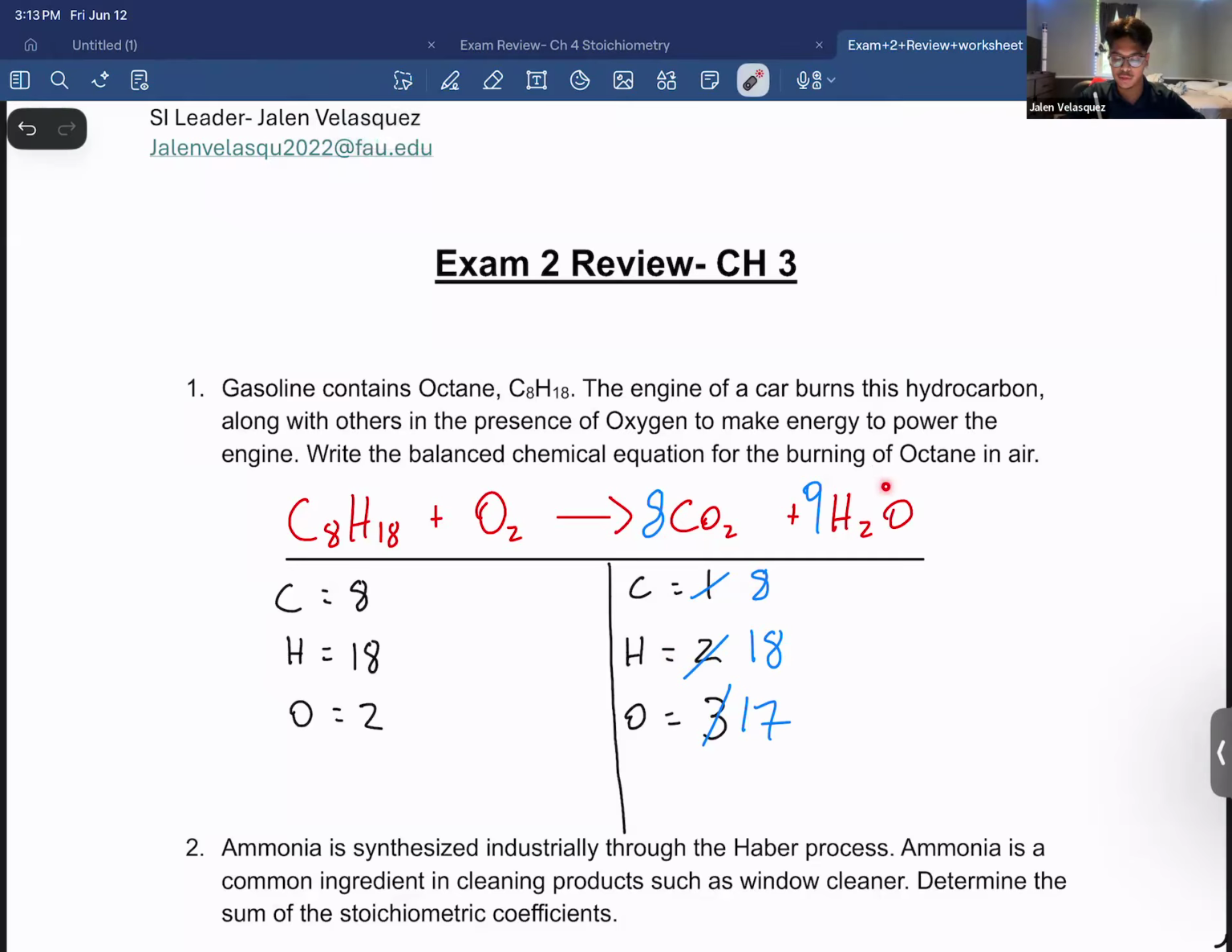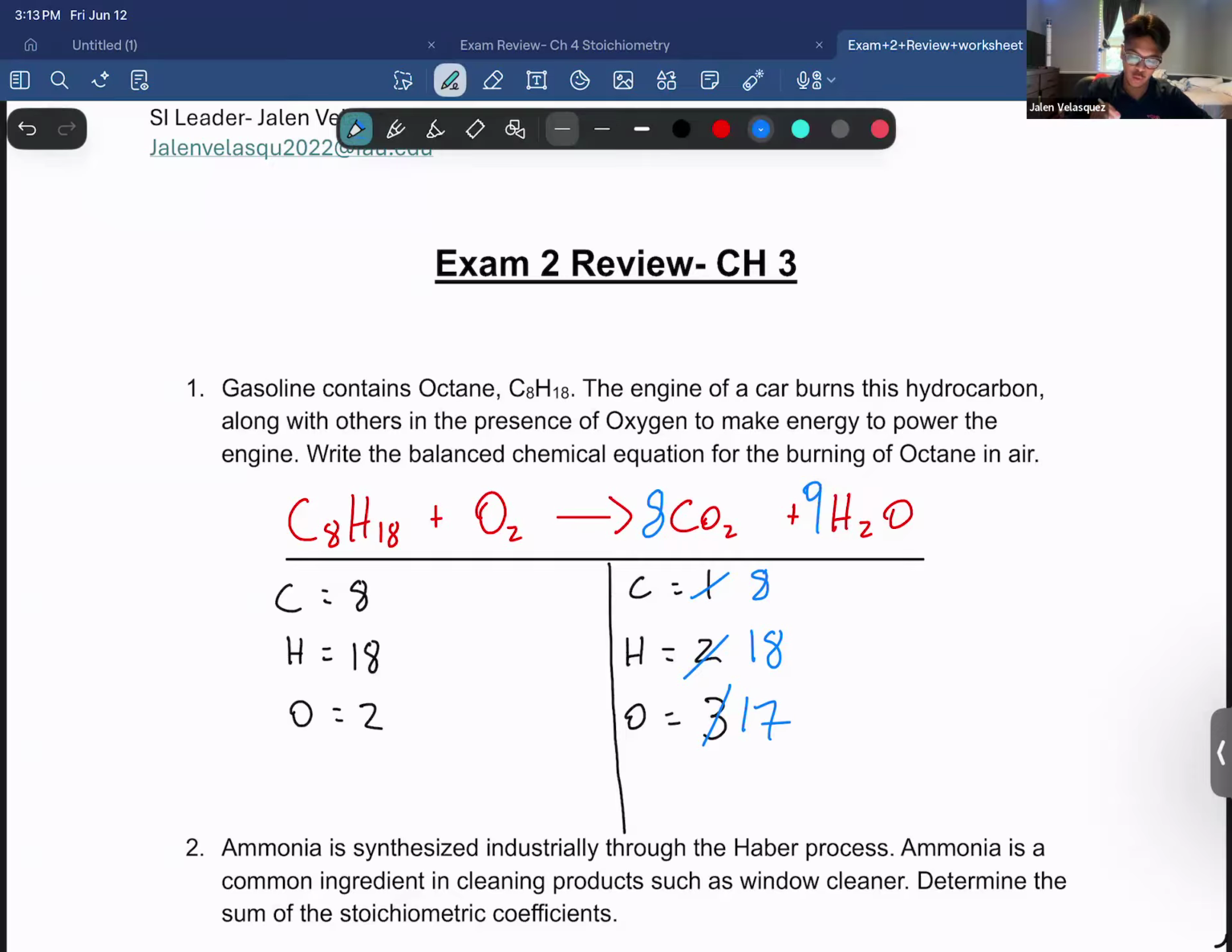but it also changes my oxygen, right? Because we have oxygen there. So we have to count that again. So here we had 8 times 2, 16, plus now we have 9, right? This is 9 times 1. So now we should have 25 oxygens.